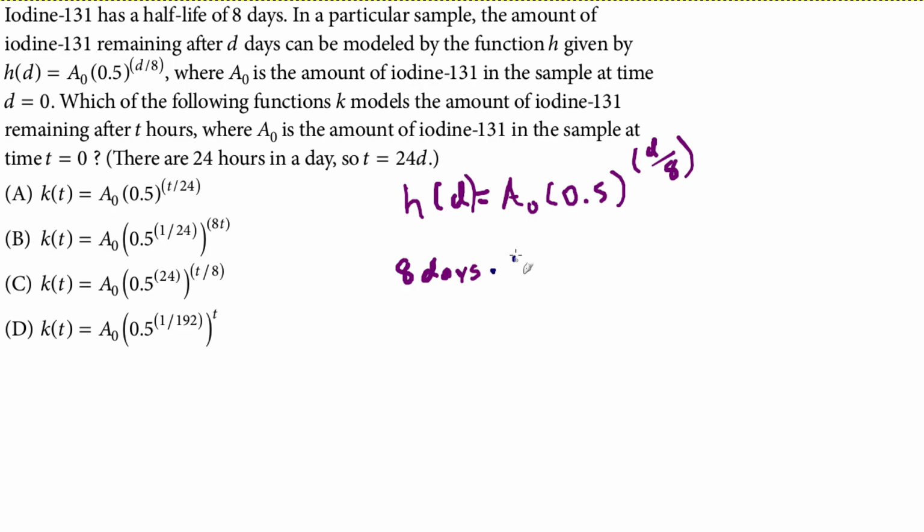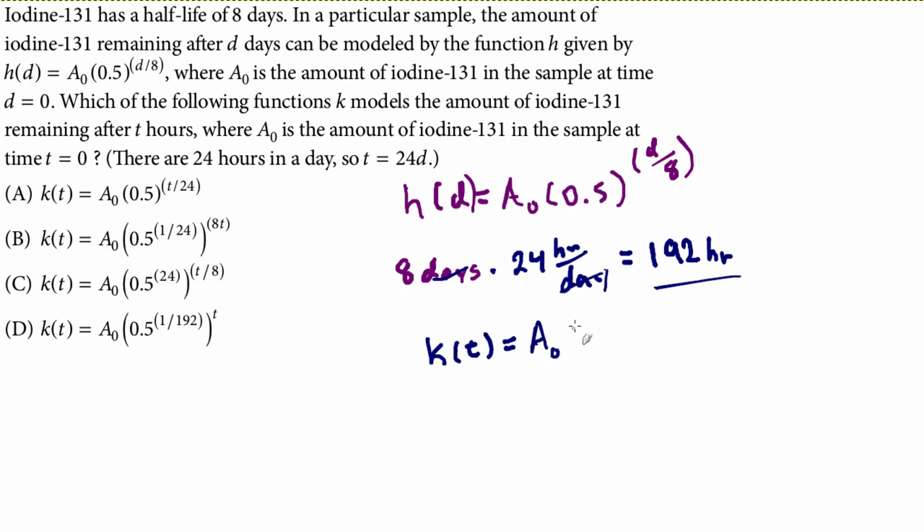We know that there are 24 hours per day, so the day units cancel out. And 8 times 24, let's see, that gives me 160 plus 32, 192. So that's going to be 192 hours. So that's the half-life in terms of hours, which means using this same formula, k of t should be a naught times 0.5 to the t over 192.